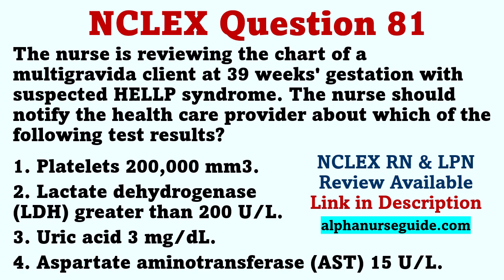The correct answer is 2. The normal value of LDH in a non-pregnant person is 45 to 90 units per liter. LDH elevations indicate tissue destruction that can occur with HELLP syndrome. This platelet range is in the normal range and remains unchanged during pregnancy. Uric acid in a non-pregnant woman is 2 to 6.6 milligrams per deciliter. AST normal range is 4 to 20 units per liter.